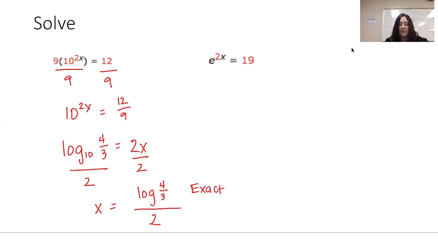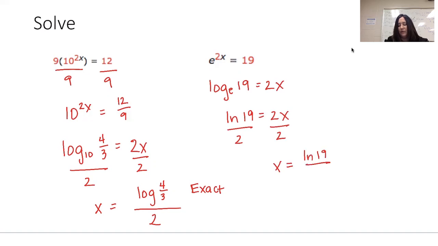Now, the next one, the base is e. Whenever you have a base of e, you're going to change it to a natural log. So it's actually a log base e, but log base e is equivalent to ln. So we'd say log base e of 19 equals 2x. But like I said, log base e is really ln. So I'd have ln of 19 equals 2x. Divide both sides by 2. We get x equals the ln of 19 over 2. Again, this is an exact solution.